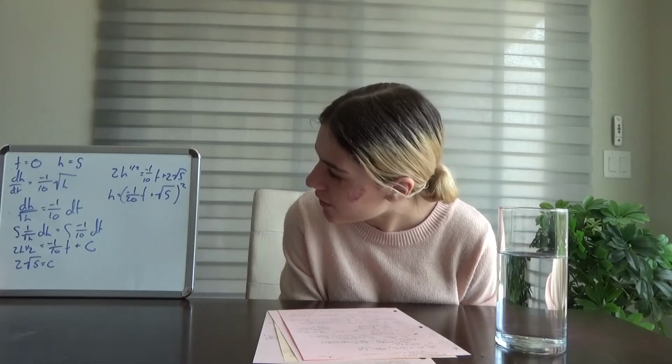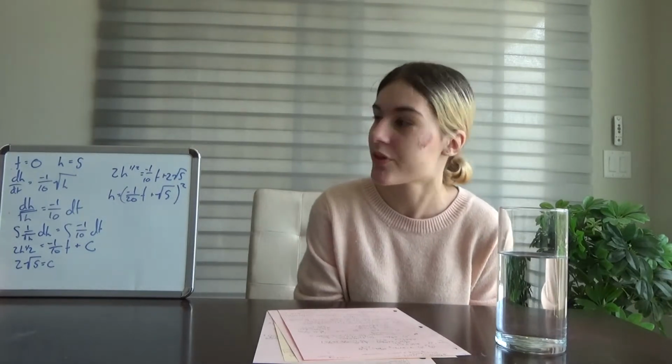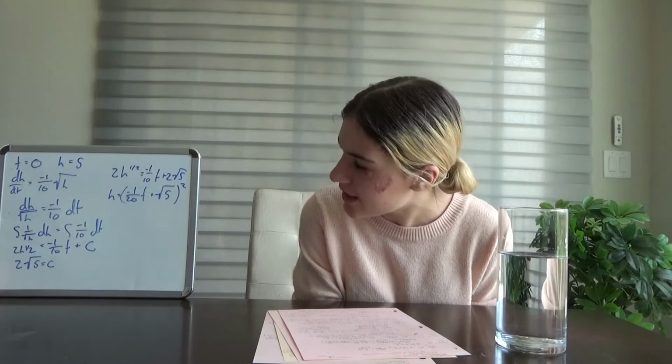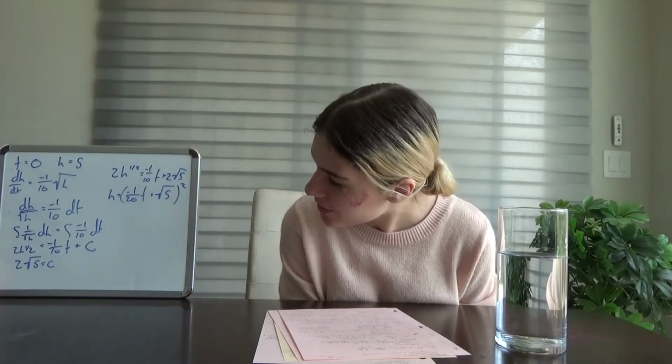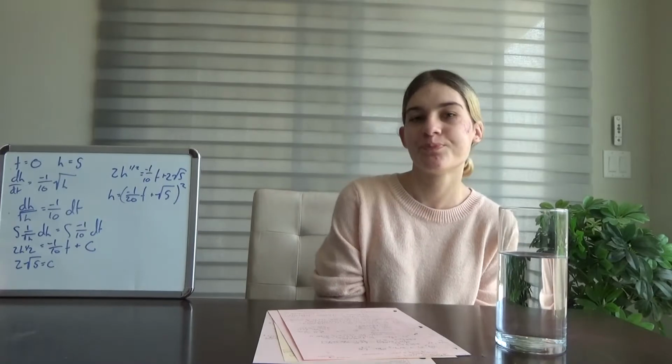Then you're going to plug c back into the equation. So 2h to the 1/2 equals negative 1 over 10 t plus 2 root 5. And you want h by itself because we're finding the equation for h. So h will equal negative 1 over 20 t plus root 5, squared.